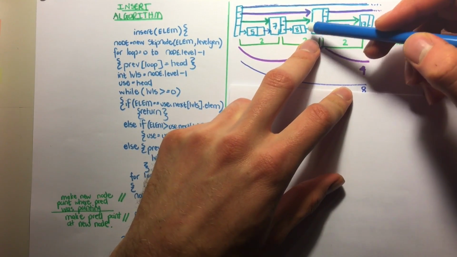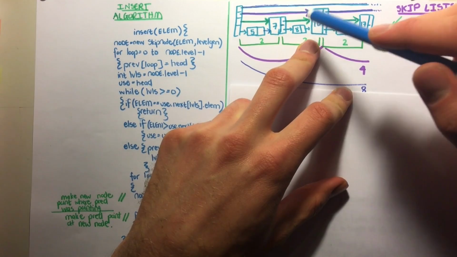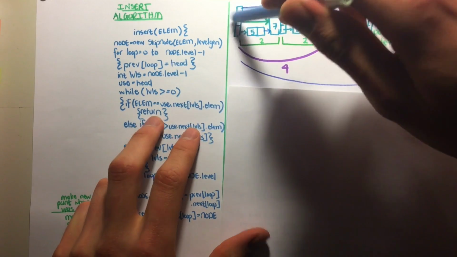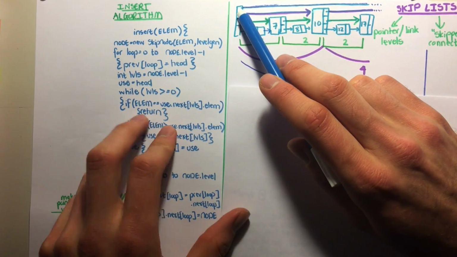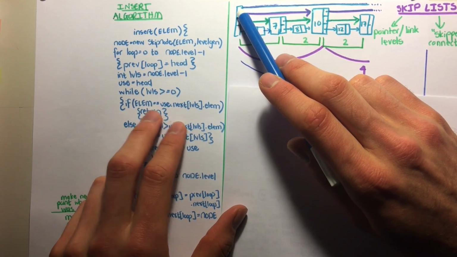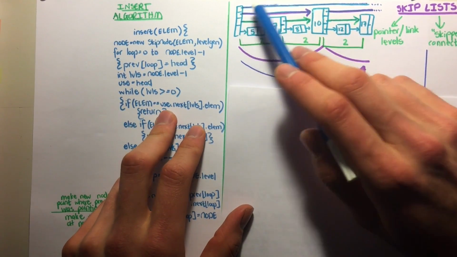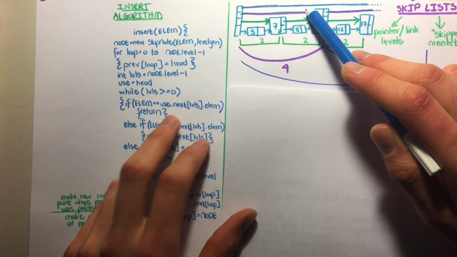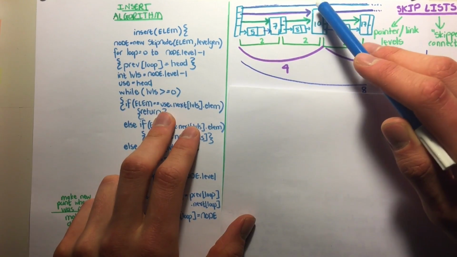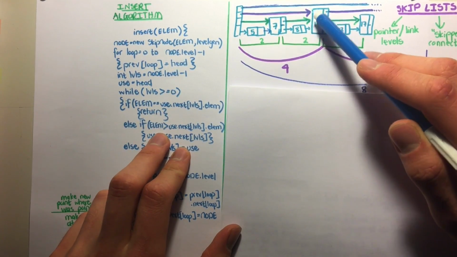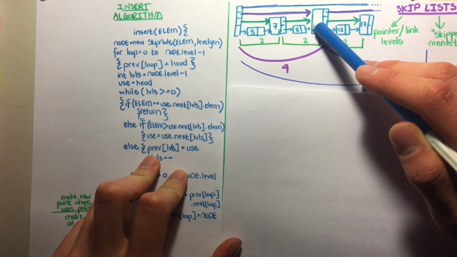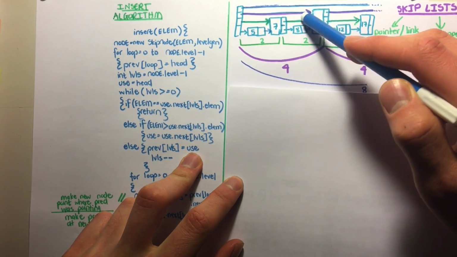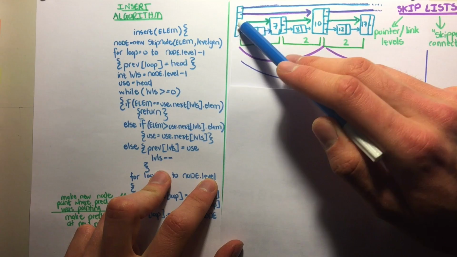So if I want to insert the number 9, so now I say, okay, my random generator, let's say generated level 3. So now I say number 9, and I say, okay, while levels is greater than or equal to 0, if element is equal to use dot next at that level, is it bigger than? No. So then we say, is it equal to? No. Else, if it's bigger than? No, it's not bigger than. Else, we know we must just say the previous of levels is assigned use. So this will be the predecessor of 9 at that level. And then we can go down one level and we repeat.